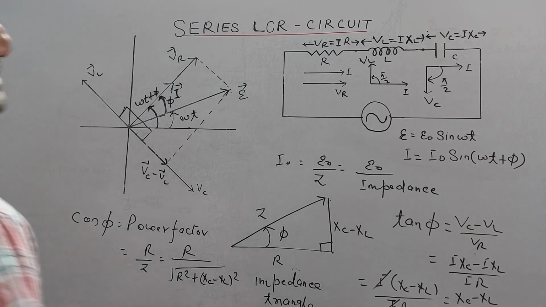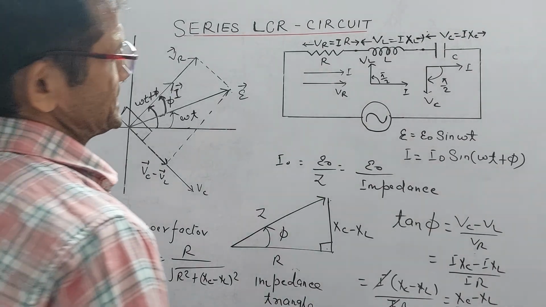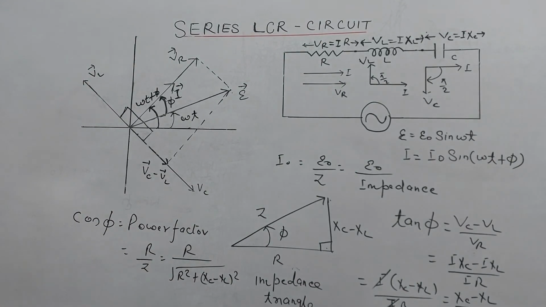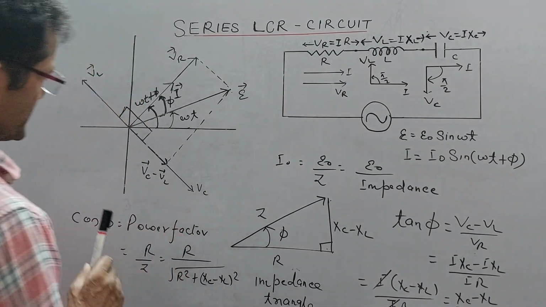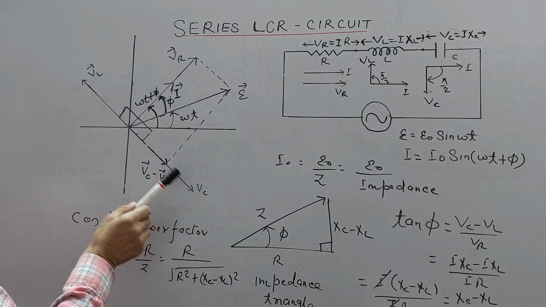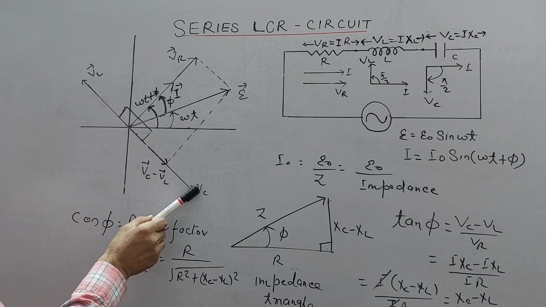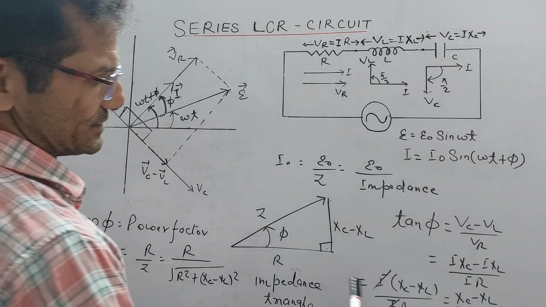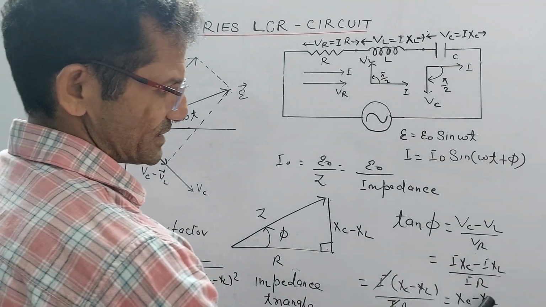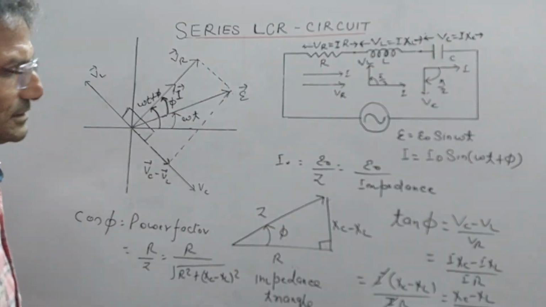So in this way, overall, we have covered two cases of this LCR circuit. In the first case, when VL is greater than VC, and in the second case, when VC is greater than VL. So the only difference is here. In tan phi, here it is XC minus XL. In the earlier case, it is XL minus XC divided by R. Now the topic is over.